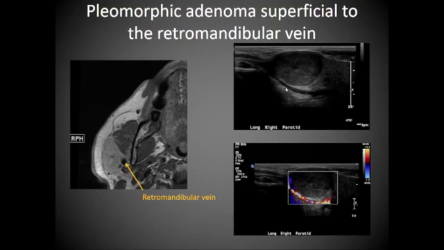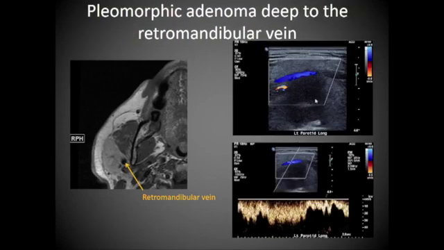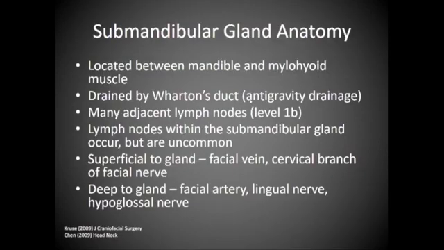And the retromandibular vein can also be used to sort out if you're not sure if something's superficial or deep. This pleomorphic adenoma is superficial to the retromandibular vein, therefore it's superficial. And another example of a pleomorphic adenoma, this time deep to the retromandibular vein, so in the deep portion.